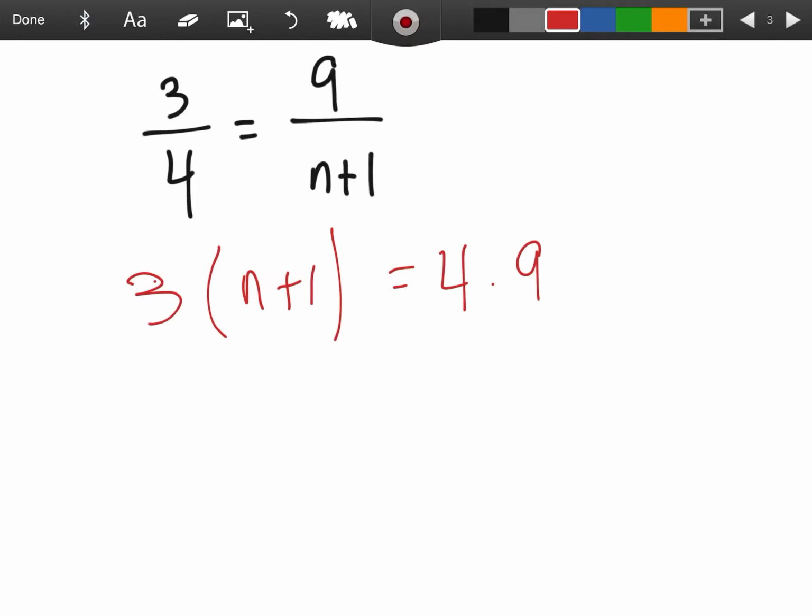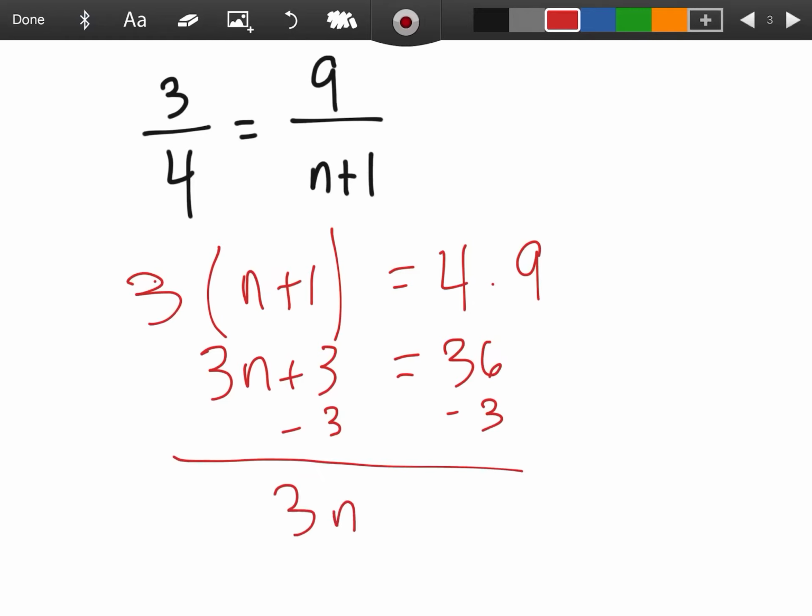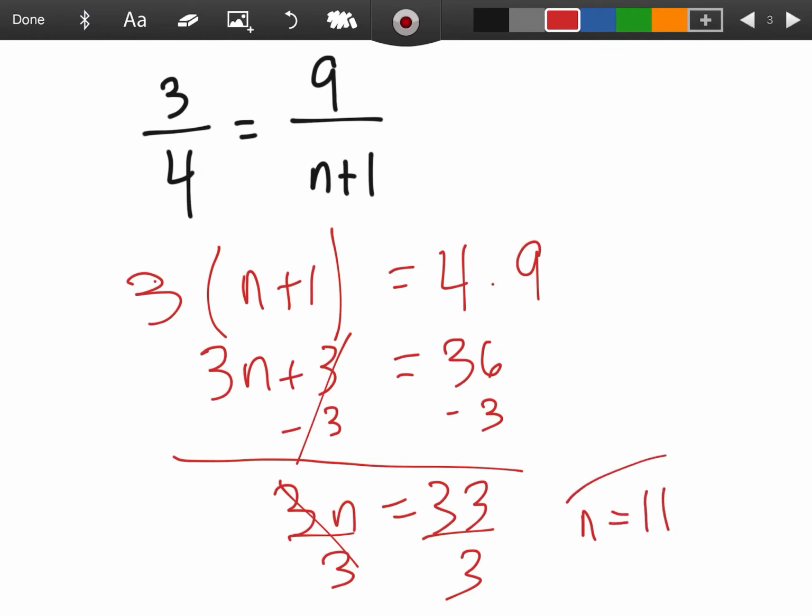All right, well, now we can simplify. On the right side, I'm just going to do that multiplication and get 36. And on the other side, I'm going to distribute. So now I have 3n plus 3. I'll subtract 3 from each side. I get 3n is equal to 33. And then I'll just divide by 3 to solve. So I get n is equal to 11.